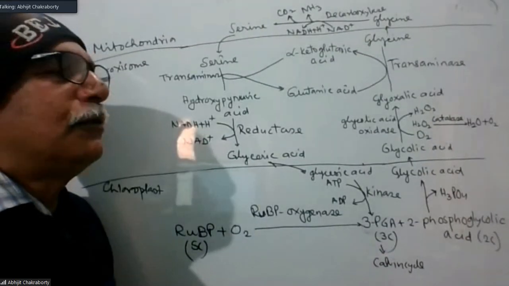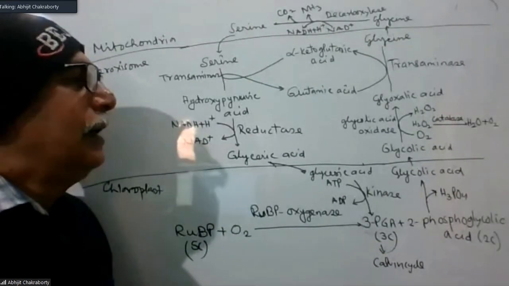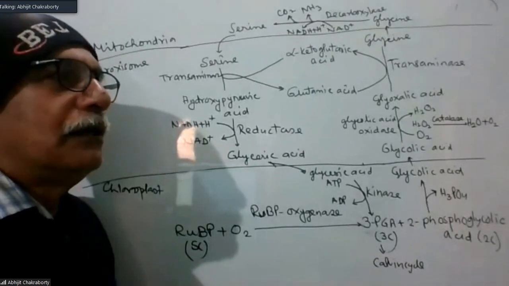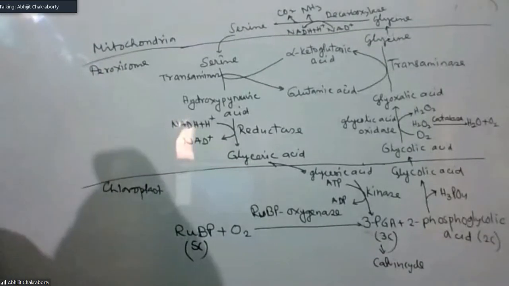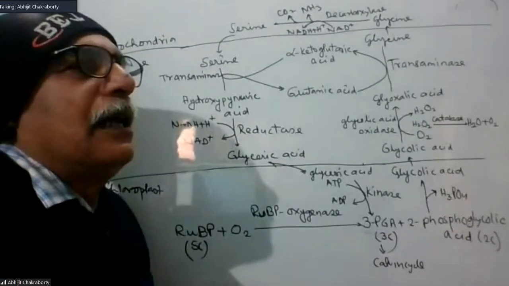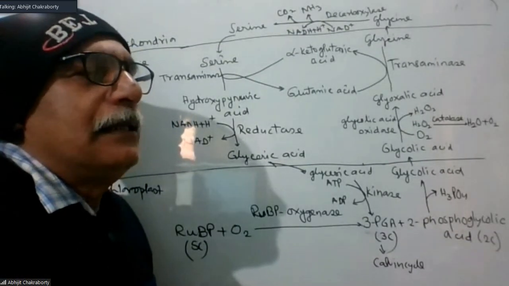In this photorespiratory pathway, ATP is not synthesized. Even food is not synthesized, glucose is not synthesized. Remember this thing. In the photorespiratory pathway, neither glucose is synthesized nor ATP is synthesized. Remember these things.